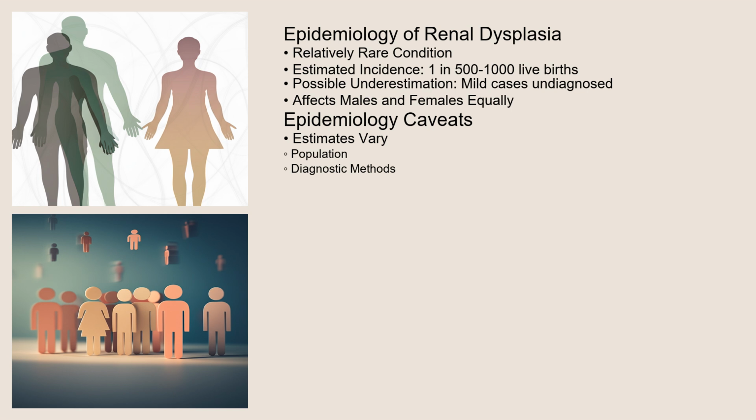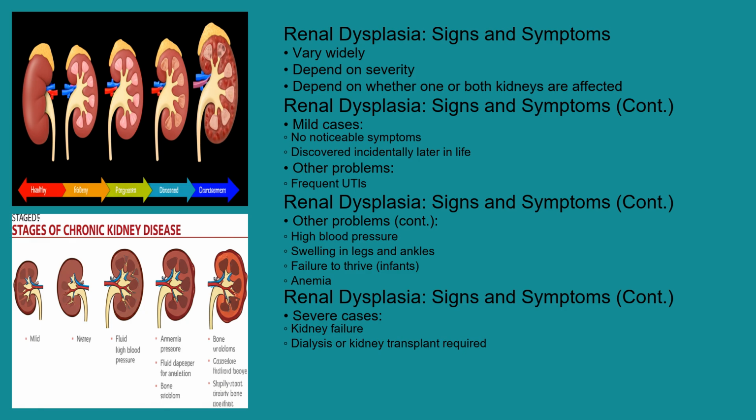The signs and symptoms of renal dysplasia can vary widely depending on the severity of the condition and whether one or both kidneys are affected. Some individuals with mild renal dysplasia may have no noticeable symptoms at all, and the condition is only discovered later in life incidentally. Others may experience a range of problems including frequent urinary tract infections, high blood pressure, swelling in the legs and ankles, failure to thrive in infants, and anemia. In severe cases, renal dysplasia can lead to kidney failure, requiring dialysis or kidney transplantation.